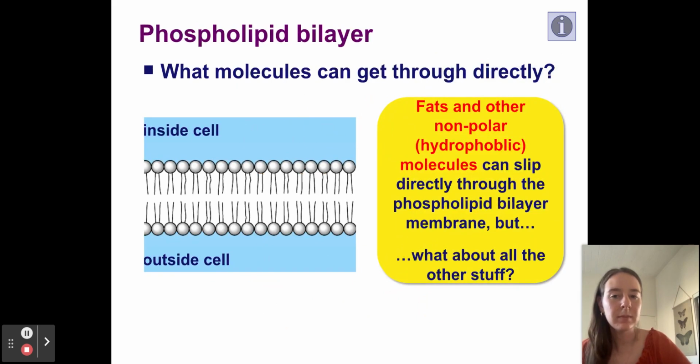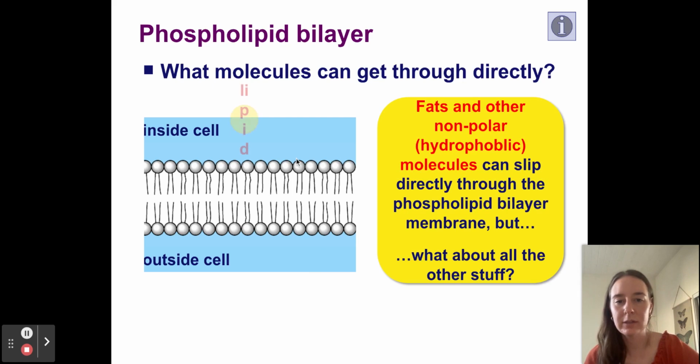Now, some molecules can get through the phospholipid bilayer directly. So fats, lipids, they can get in and out of the phospholipid bilayer, or other nonpolar hydrophobic molecules. Take a moment and think of what nonpolar hydrophobic means. Nonpolar basically means there are not two oppositely charged ends of the molecule, and hydrophobic molecules can slip directly through. So these are things like oxygen or carbon dioxide or other fats. They can easily get in and out. But what about all the other stuff? How do they get through?